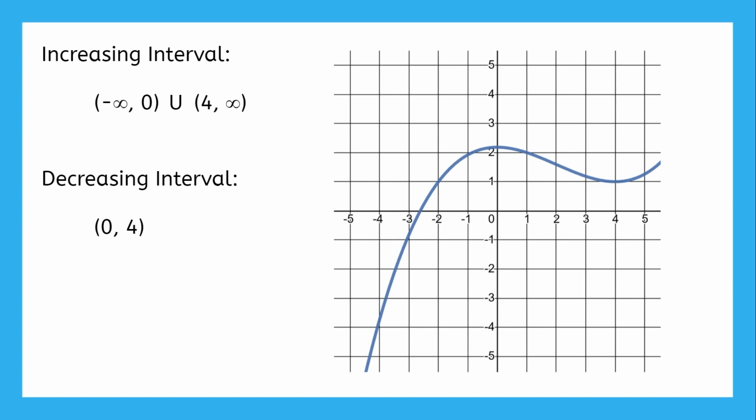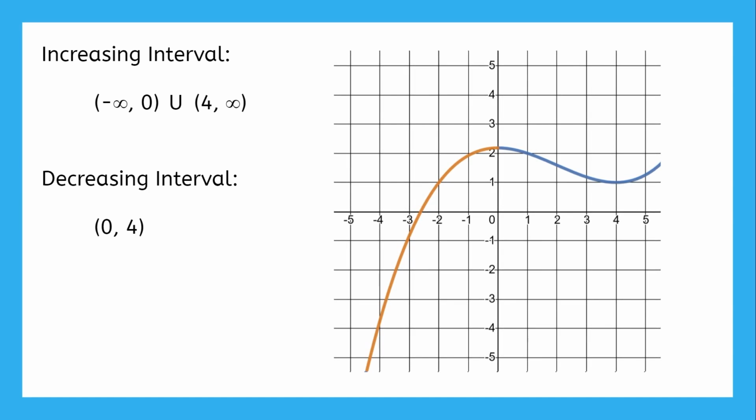Remember, intervals almost always focus on the inputs. -infinity to 0 would be this section here that starts off the left side of the graph and continues up until an input value of 0. At that point, it starts decreasing along all the inputs between 0 and 4. And then finally, it turns and starts increasing again from 4 to infinity.